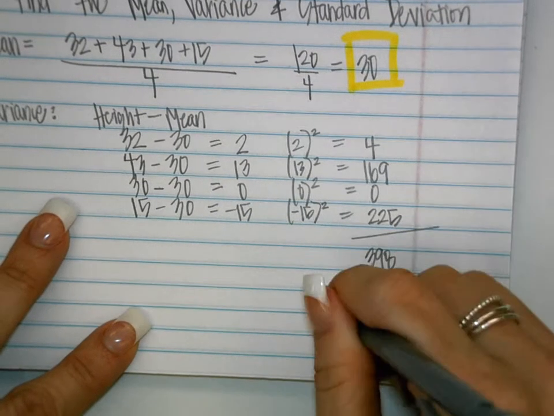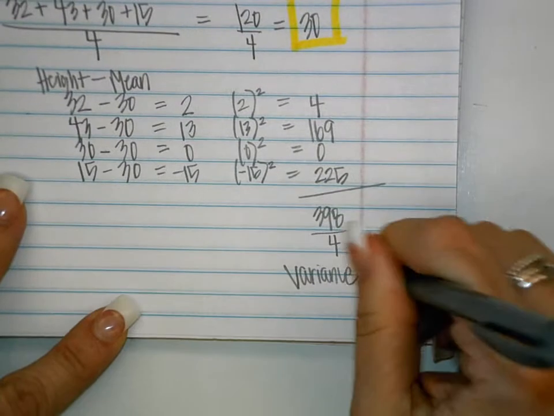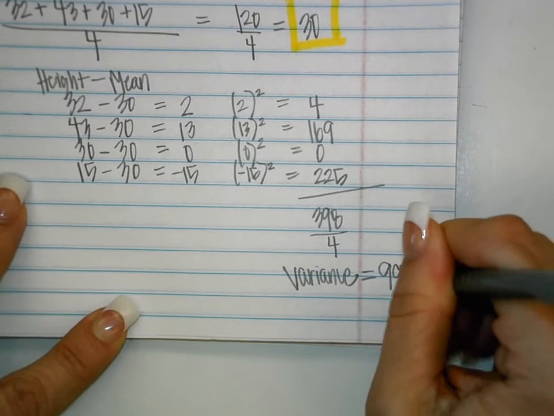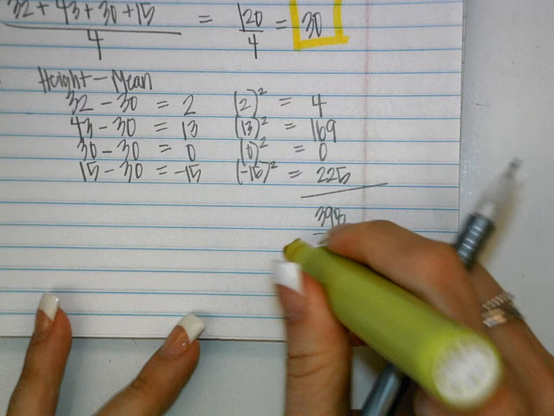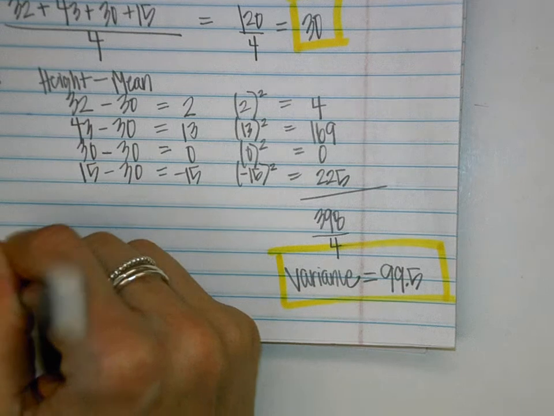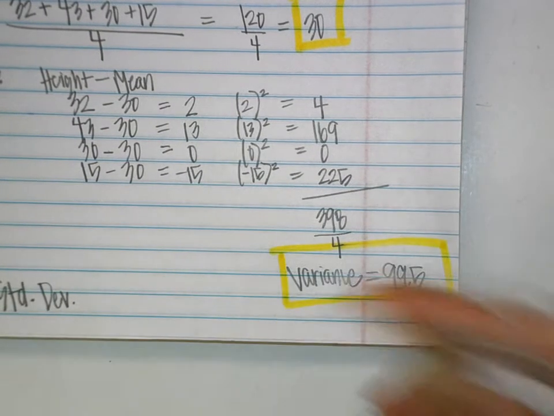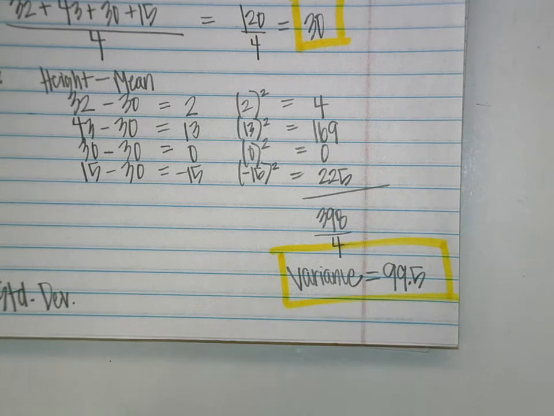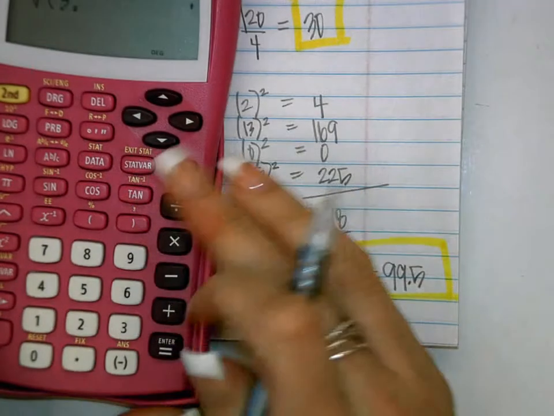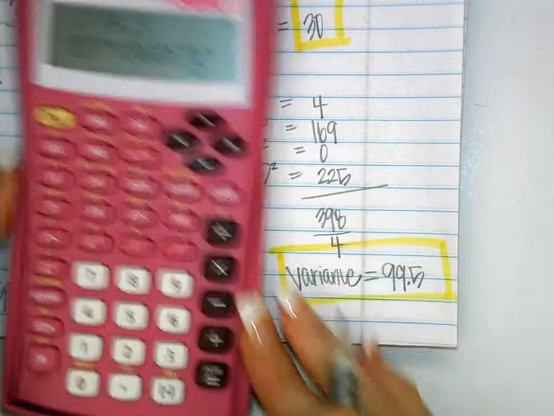The variance is 99.5. So variance is 99.5. Then to find the standard deviation, you have to square root that. If you do the square root of 99.5 on your calculator, the square root of 99.5 is equal to 9.974.